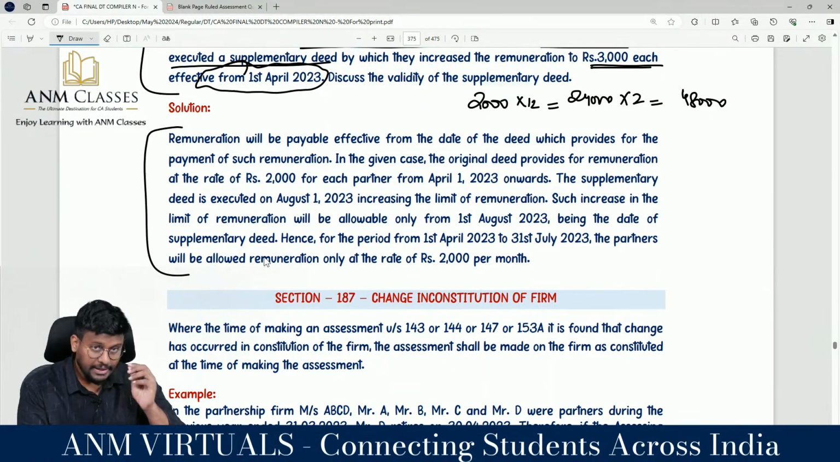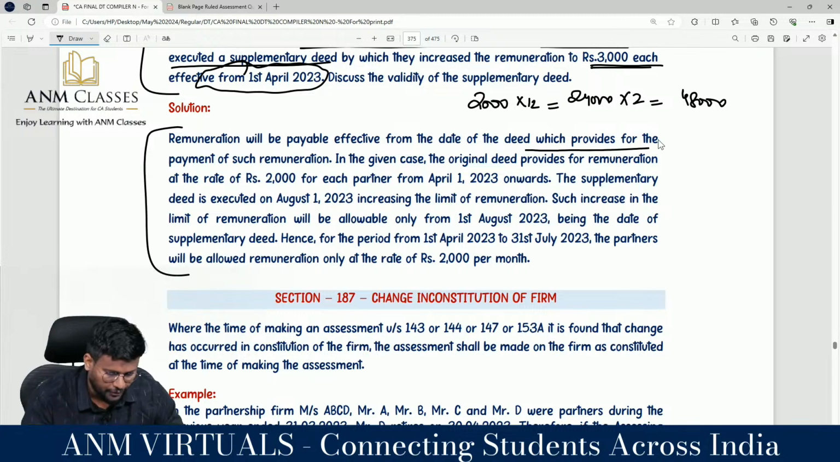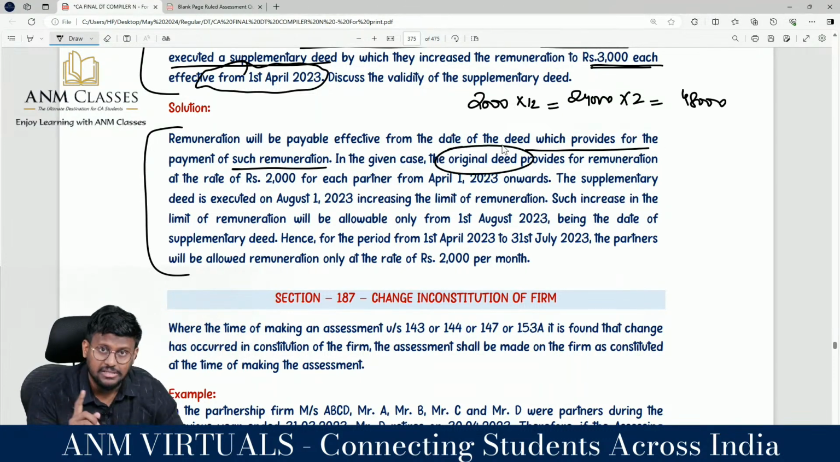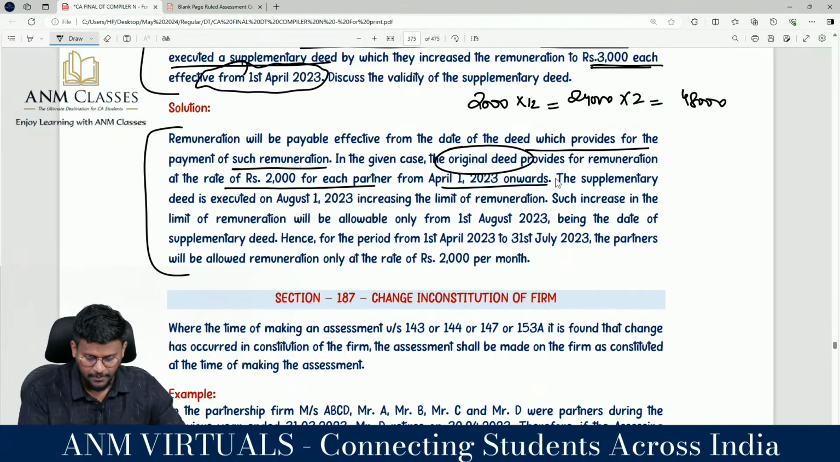Remuneration will be payable effective from the date of the deed which provides for the payment of such remuneration. In the given case, the original deed, the first deed, provides for remuneration at the rate of 2,000 for each partner from April 1 onwards.